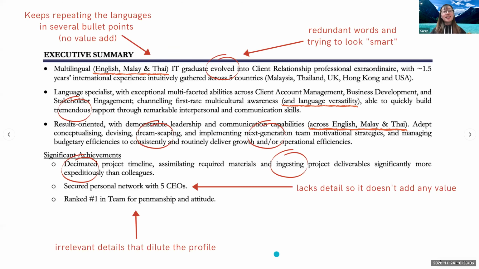The third mistake is the level of detail under their significant achievements section. The second bullet point here lacks detail. So although it sounds interesting, there is not enough information for me as a hiring manager to know why this is important. For example, the third bullet point is just irrelevant. As a recruiter or hiring manager, I really wouldn't care about their penmanship. So including it simply wastes space and dilutes the overall impact of the executive summary.